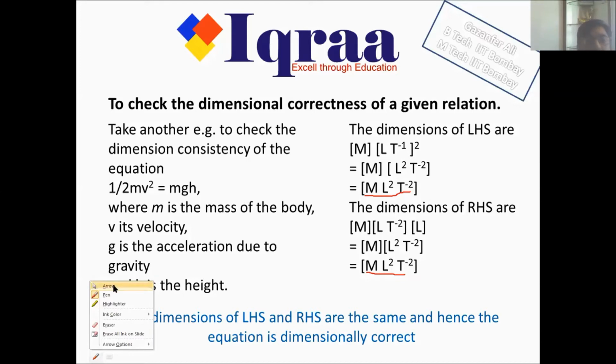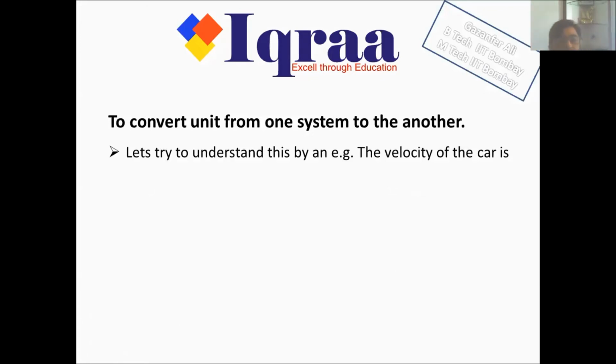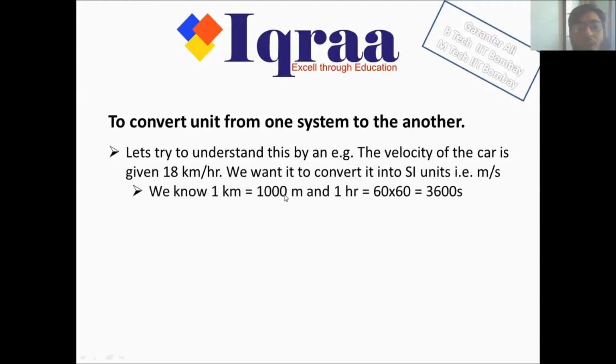Let's move to the next point: converting a unit from one system to another system. Let's start with a very simple example. If I say the velocity of this car is given to be 18 km per hour, we want to convert it into SI units, that is meter per second. This is very simple. Everyone knows that 1 kilometer is 1000 meter, and 1 hour is 60 minutes, and each minute is 60 seconds. So 1 hour is 3600 seconds.